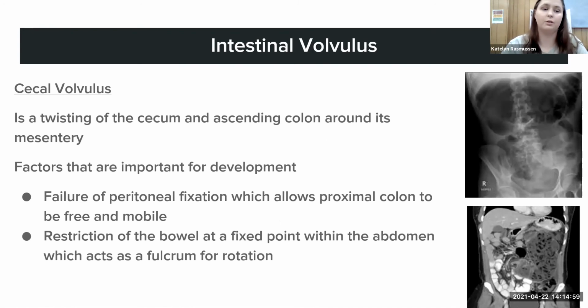The cecal volvulus is a twisting of the cecum and ascending colon around its mesentery. An important factor for the development is a failure of peritoneal fixation, which allows the proximal colon to be free and mobile. That's where your colon is supposed to be attached inside of your body, and somewhere along the line that connection is malformed or broken. It's not fixed to the inside of your body, so it just moves around. There is also restriction of the bowel at a fixed point within the abdomen, which acts as a fulcrum for rotation.